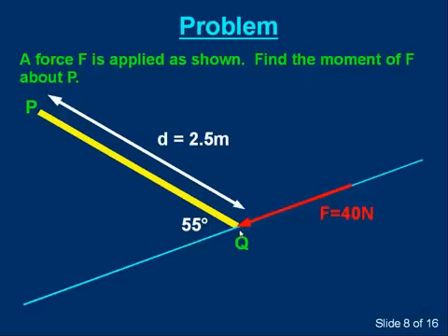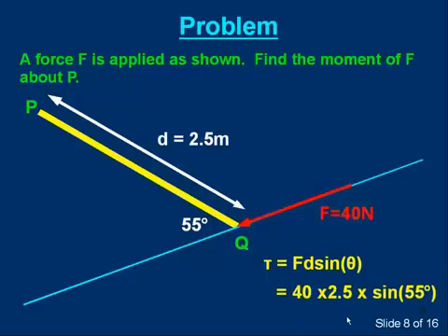Well, it's simply a case of putting the numbers in. Let me mark Q for you, a point on the line of action, Q. There's the formula. We know the force is 40. We know the distance PQ is 2.5 meters, and the angle between PQ and the line of action is 55 degrees. So all we have to do is say 40 times 2.5 times sine 55. It comes to 82 Newton meters clockwise, roughly.